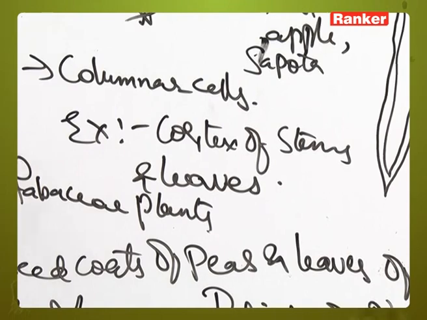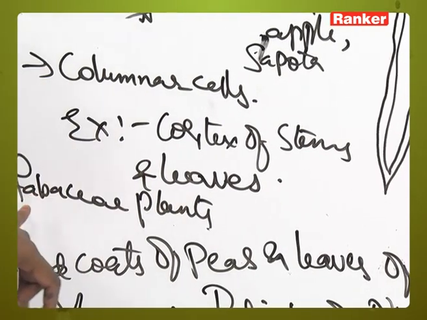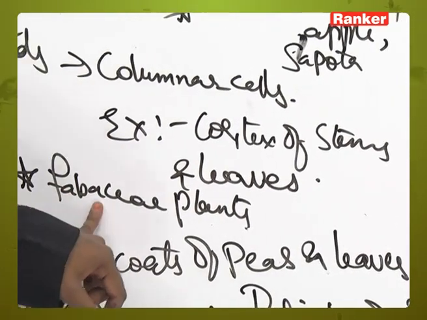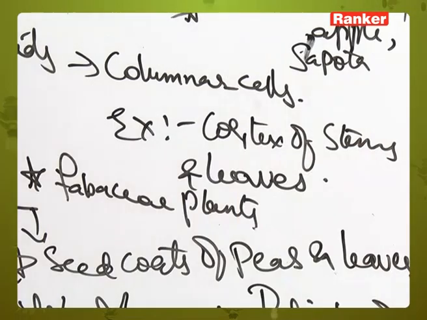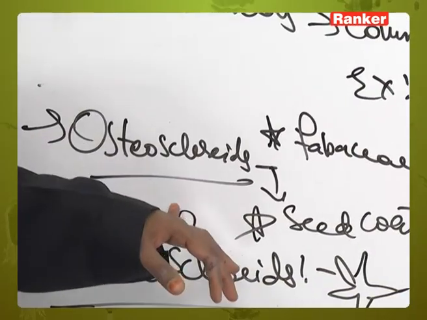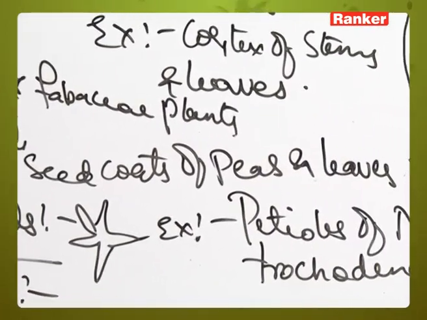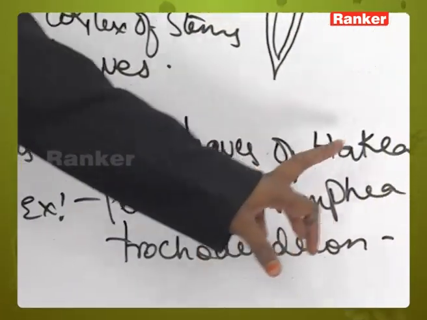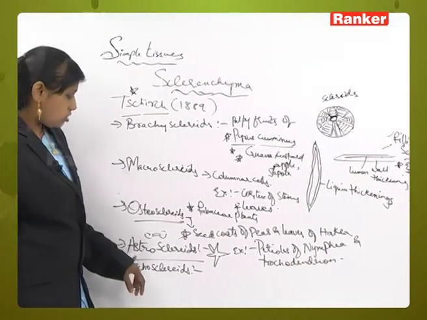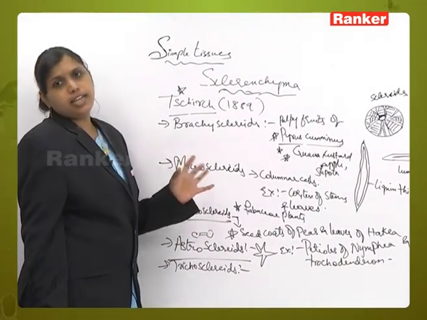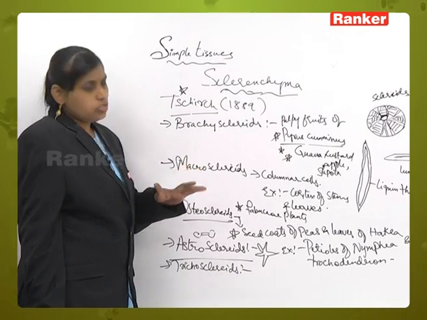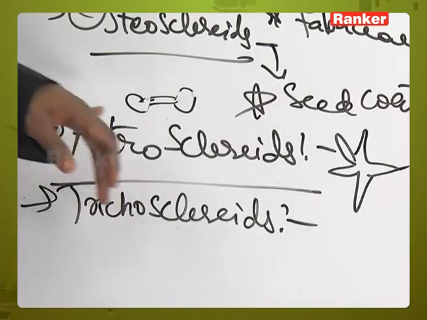they occur in the form of regular rows of cells in the seed coat. Example, it is mostly seen in Fabaceae plants and rarely seen in the cortex of stems and leaves. And Osteosclerides, as the name indicates, are bone-like in shape, and these are mostly seen in the seed coats of peas and leaves of hakea. And Astrosclerides, as the name indicates, astro means star shaped. So, this type of sclerides is called Astrosclerides.